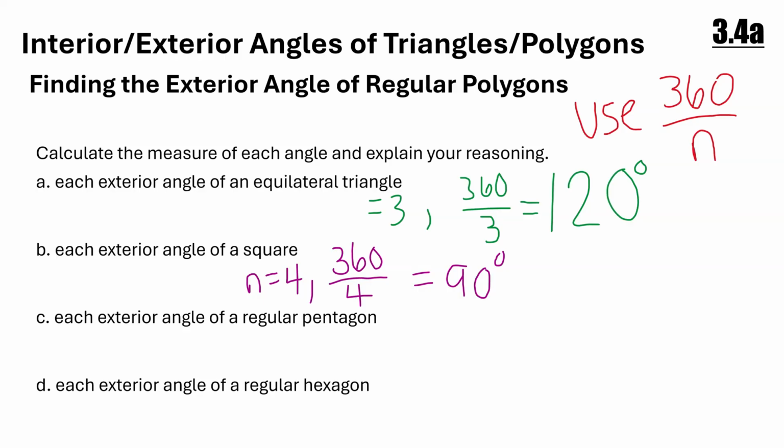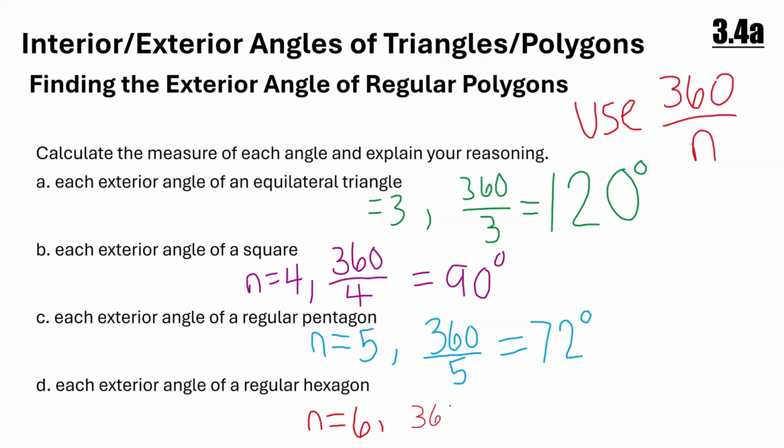For part C, a regular pentagon will have five sides. So this will be 360 divided by 5, which equals 72 degrees. For part D, a regular hexagon will have six sides. So this will be 360 divided by 6, which equals 60 degrees.